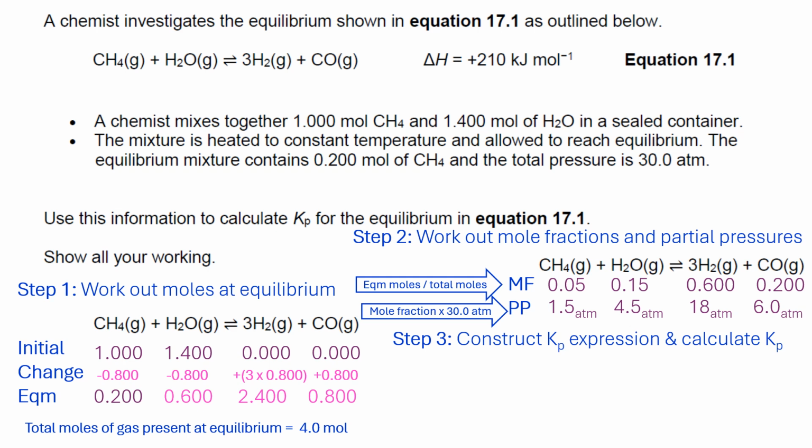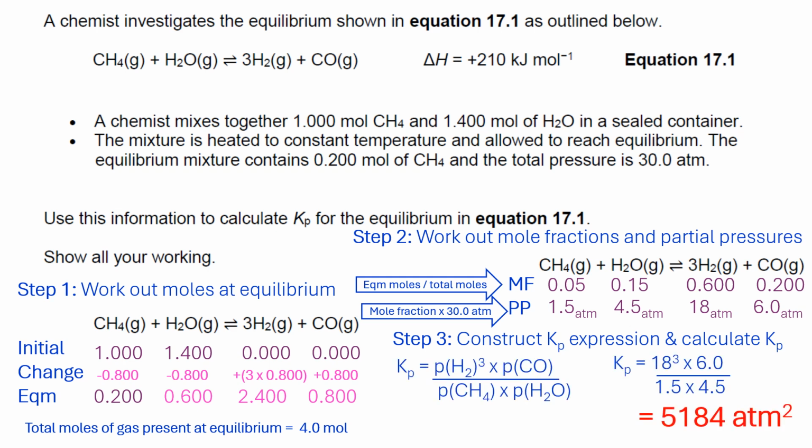So we can put those numbers into a Kp expression, like so, and by cancelling the atmospheres, there's 4 partial pressure terms on the numerator at the top and 2 partial pressure terms on the denominator. Cancelling that through means the units are atmospheres to the power of 2. So it's 5184, and checking the mark scheme, it says first check the answer in the answer line. If the answer is 5184 atmospheres squared, award 7 marks.